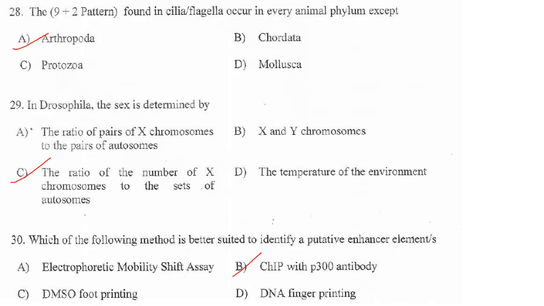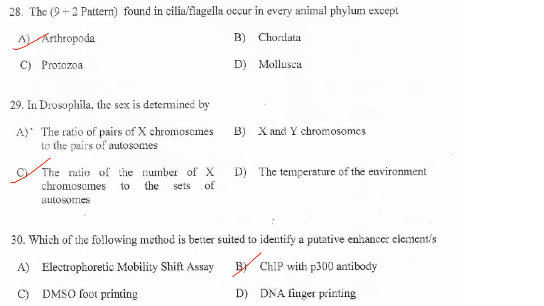Then, the 9+2 pattern found in cilia or flagella occurs in every animal phylum except. So the 9+2 arrangement refers to the 9 fused pairs of microtubules on the outside of the cylinder and the 2 unfused microtubules in the center. So the 9+2 found in cilia or flagella occurs in every animal except Arthropoda. It is not seen in the case of Arthropoda.